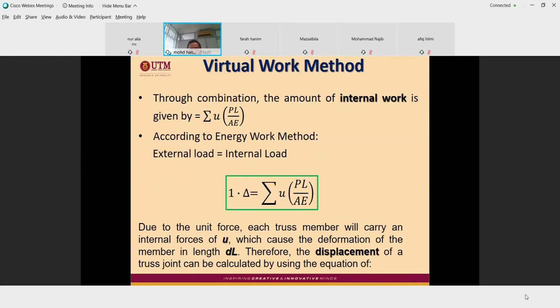So through combination, the amount of internal work is given by this summation. According to the virtual work method, or energy work method, external load work equals internal work. So 1 multiplied by delta equal to the sum of U PL over AE, where PL over AE is the deformation of each member. We go to the example now.